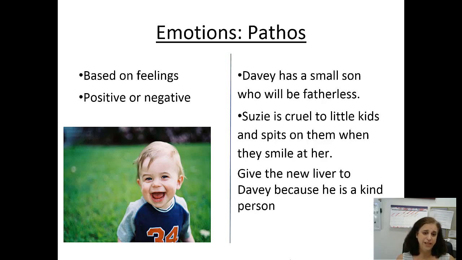Davy has a small son. And if Davy doesn't get that new liver, his small son is going to be fatherless. Okay? I'm appealing to your emotions. And Susie? Oh, she's cruel to kids. She sees little kids and she spits at them. They even smile at her. She gives them a frown. Based on these emotions, who deserves the liver? Well, Drunken Davy, of course, because he's such a kind, sweet person, and Susie's such a cruel person.